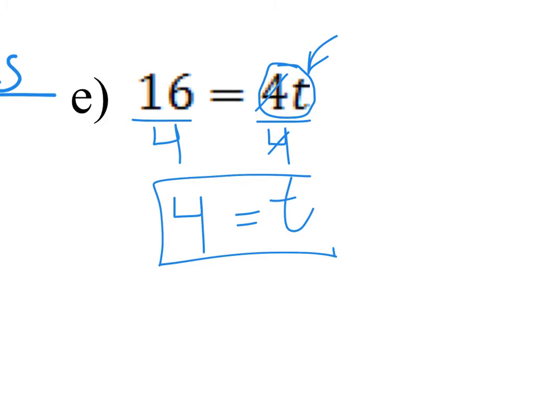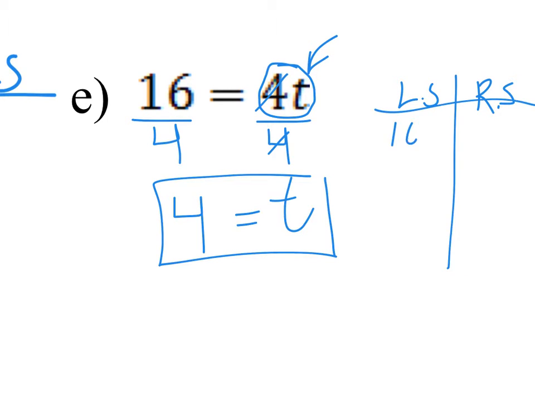Again, we want to check this. We can get actually a little bit quicker in checking this. Left side, right side. What we have on the left is 16, and what we have on the right is 4 multiplied by t, which is 4. 4 times 4 is 16. These sides are equal to each other. They're both 16.